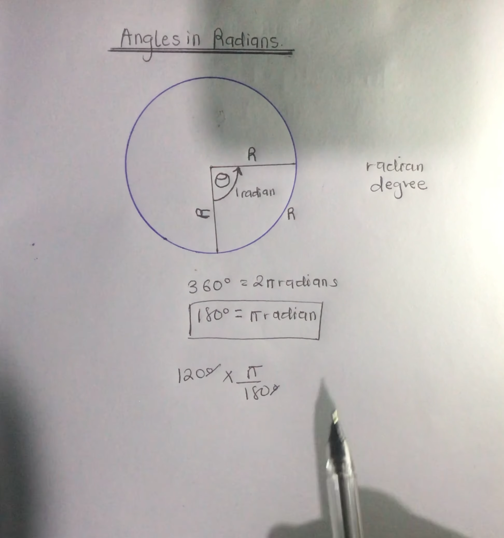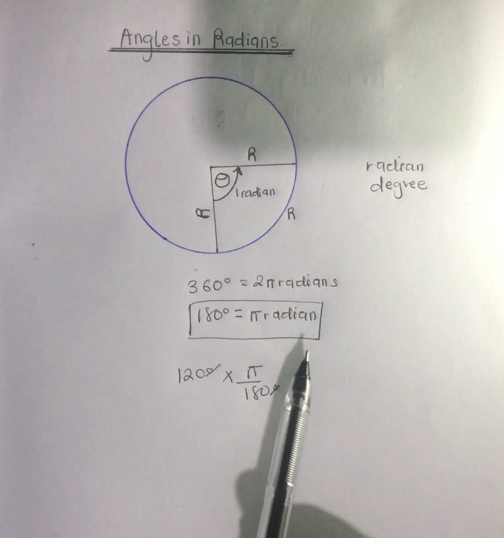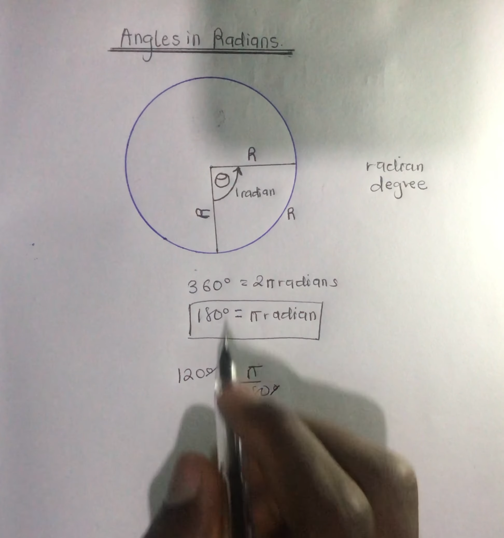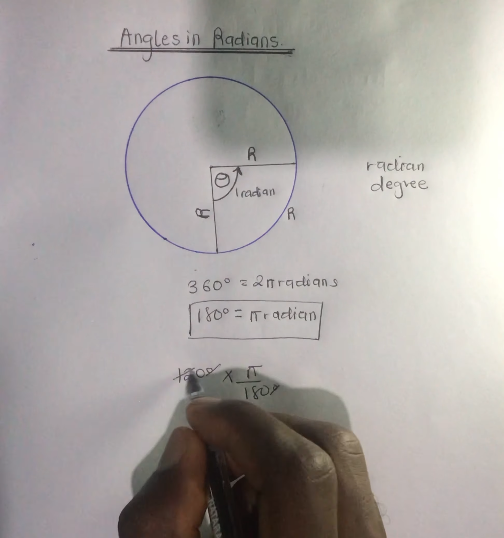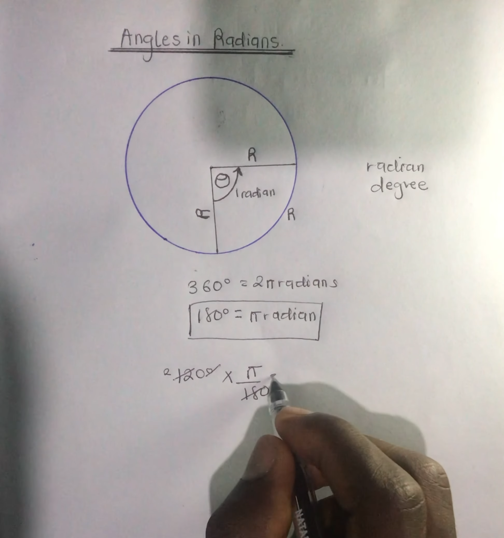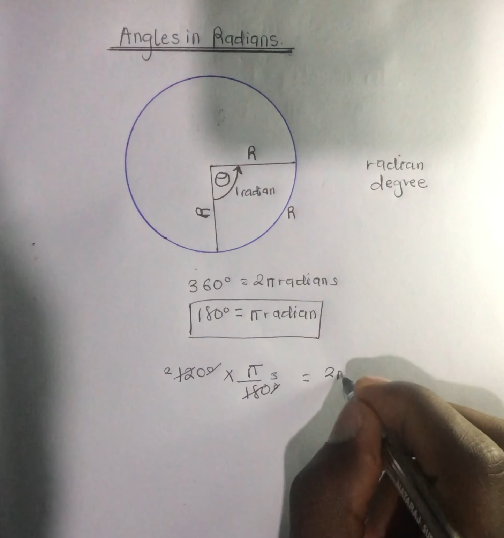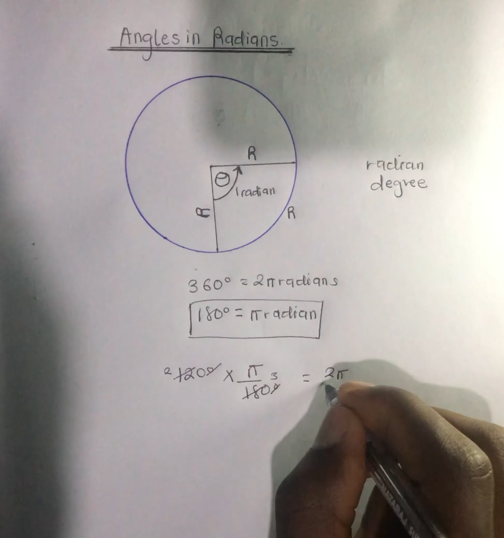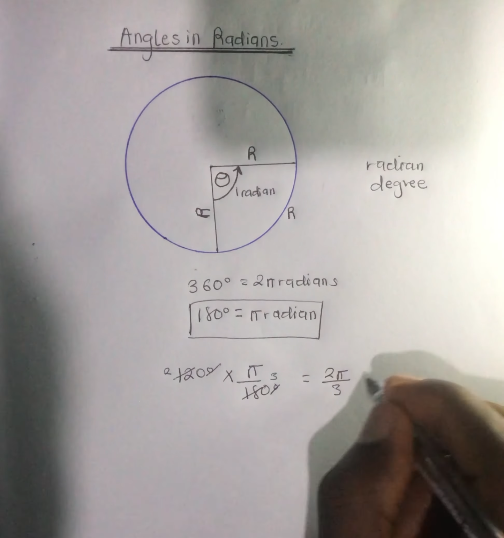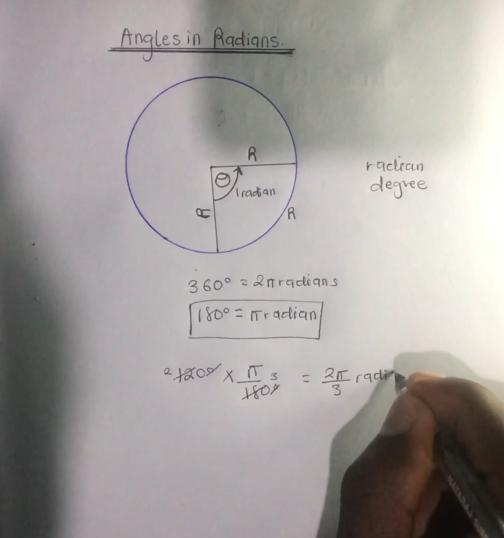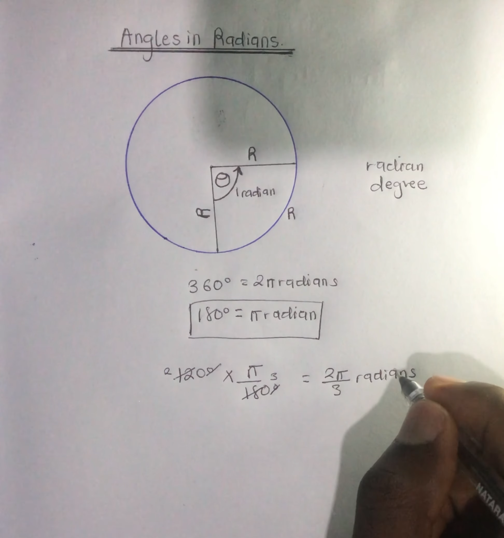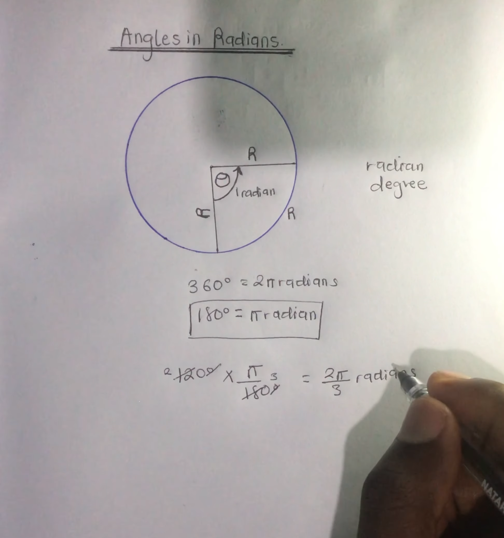So after cancelling our degrees, we can simply solve this. Now 6 goes into 12 two times and goes into 18 three times, so we obtain our final answer as 2 pi on 3 radians, right? So now let's pick one more example.